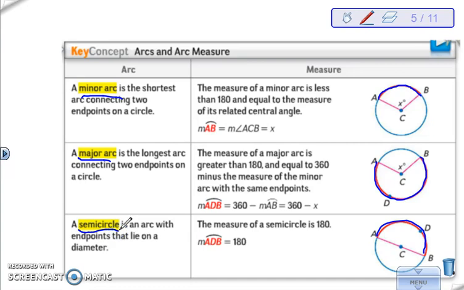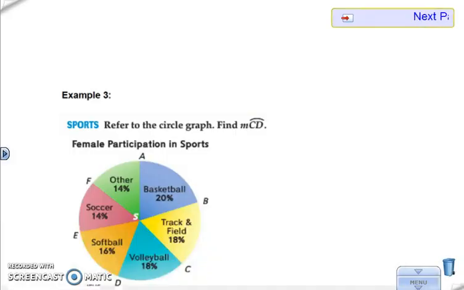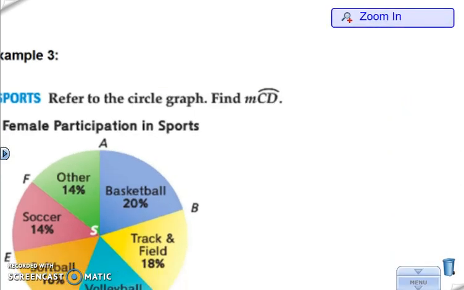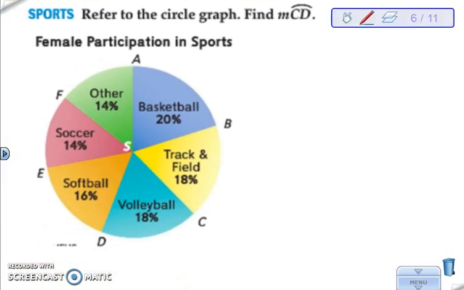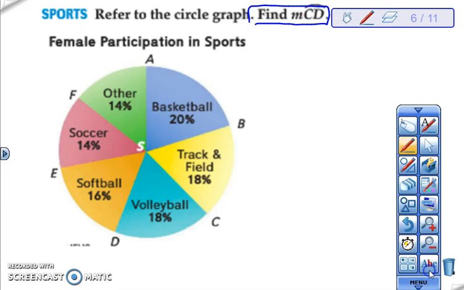We know that the total number of degrees in a circle is 360. So anything that is exactly halfway is 180 degrees. Anything less than that is a minor arc. And anything more than 180 is going to be your major arc. So how do we use this? Well, if we're looking at this question here, it says to find the measure of arc CD. So you notice the little curve above the C and D. That means we're talking about the arc.